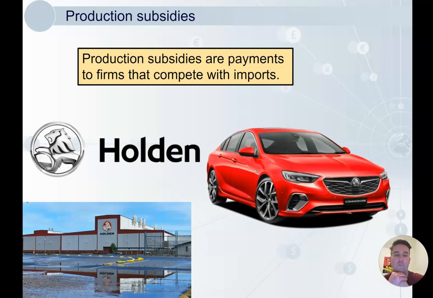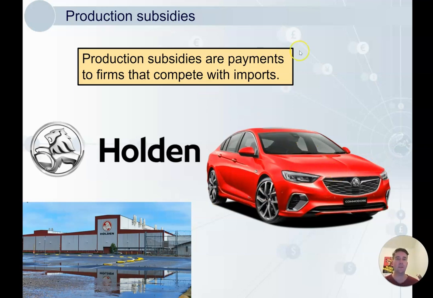Okay, we're going to look at production subsidies now. So Holden cars, I tend to talk about Holden a bit, partly because I'm old, I guess, but they exist, they're cars, everyone knows what cars are. And we used to produce these. There used to be a factory out in Elizabeth, north of Adelaide, that employed a huge amount of people making these cars, Holden Commodores generally.